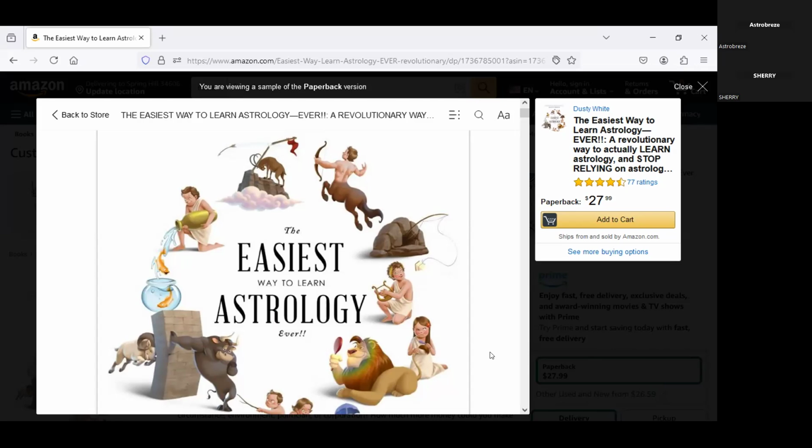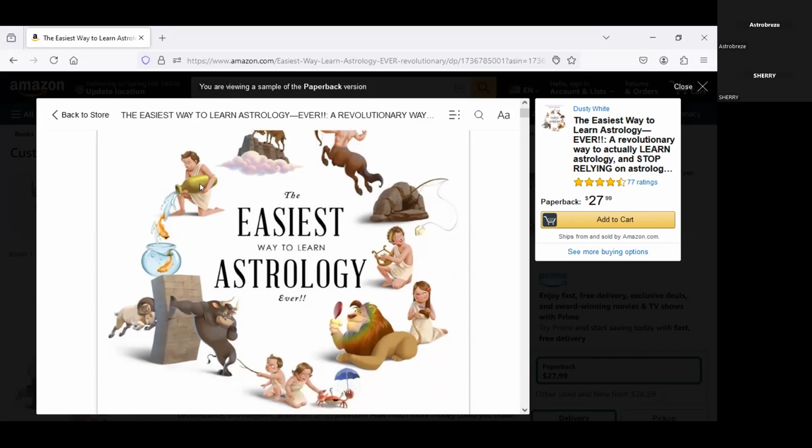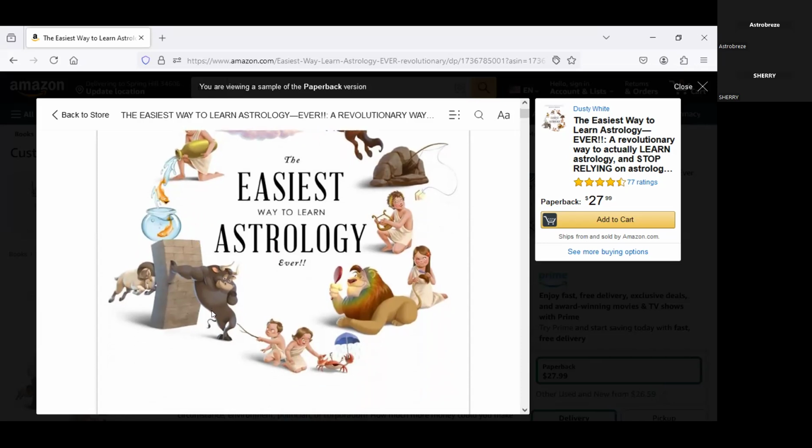But in his book, he talks about it. And this is so clever. I mean, just the cover of this is very, very clever. We start with Aquarius, the water bearer. It pours a fish out, and it's in here. And then we have the indestructible force meets immovable object. Aries goes into Taurus, and then we have the twins here.